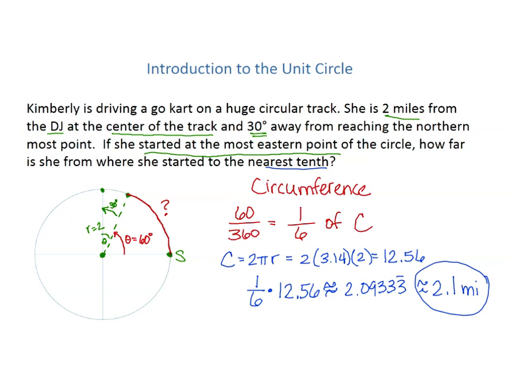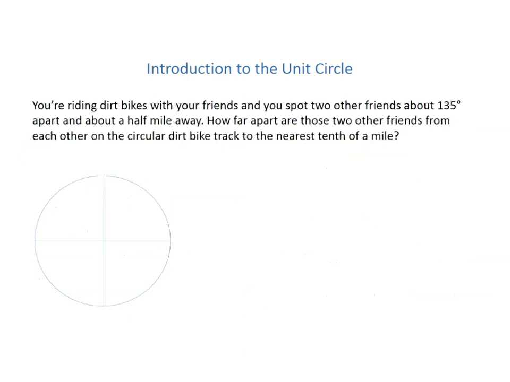All right. This is called, by the way, what we just found, where we find a fraction of the circumference, it's called arc length. The arc measure is the degrees, which would be 60 degrees. The arc length is the length along the path, which is 2.1 miles in this case.